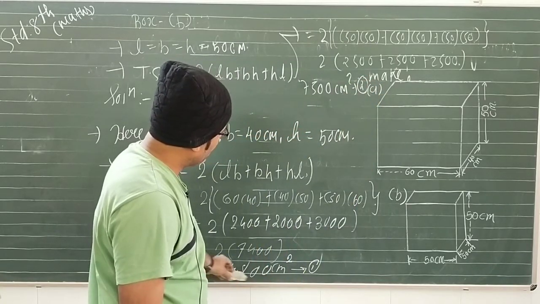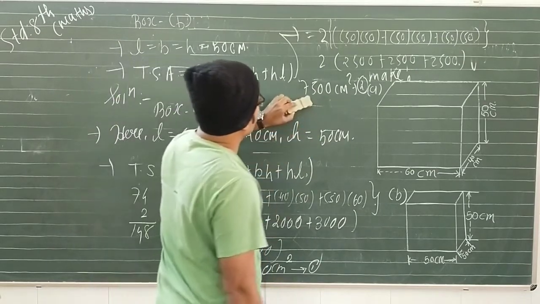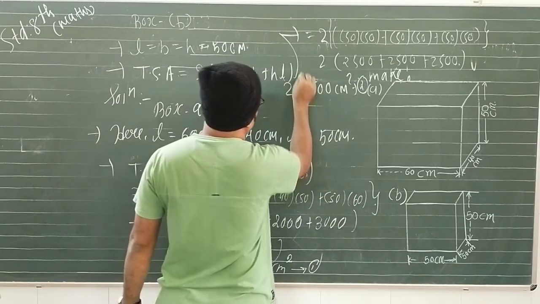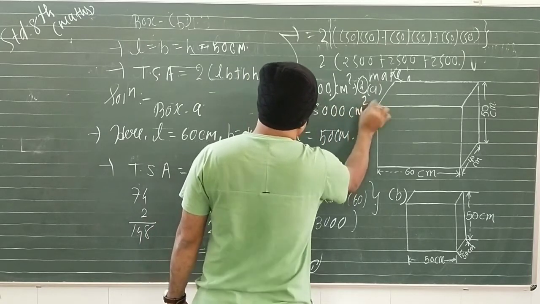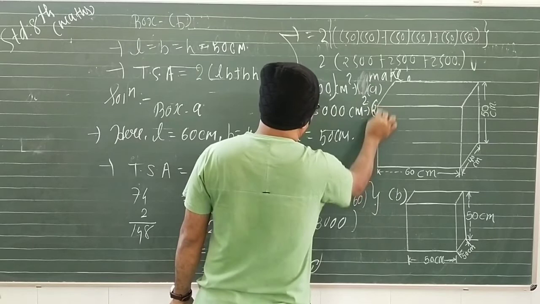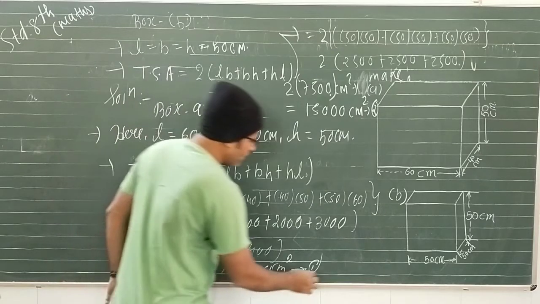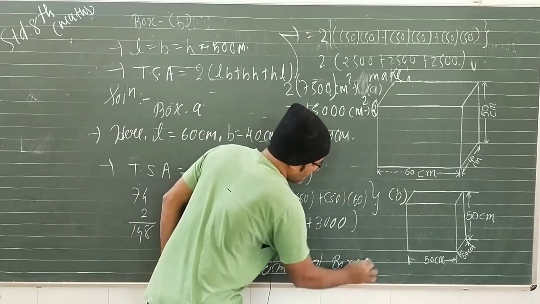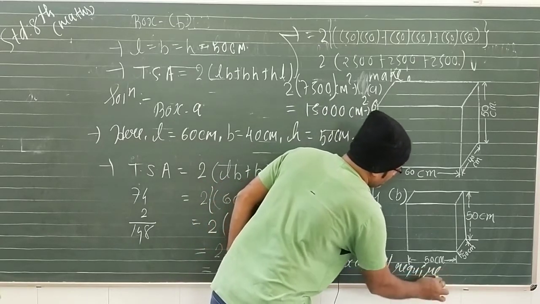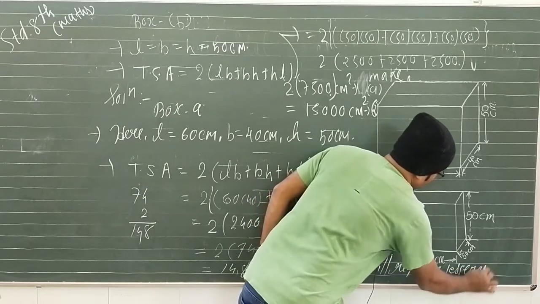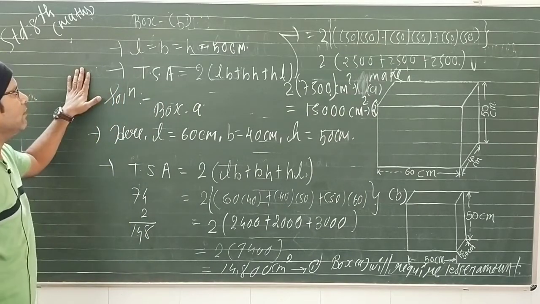Result number 2. Here 14,800 centimeter square. Here 7,500 into 2 will be 15,000 centimeter square. So box A will require lesser amount. So this is the sum number 1.